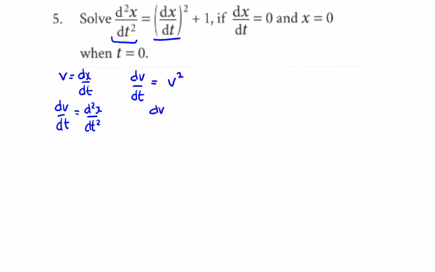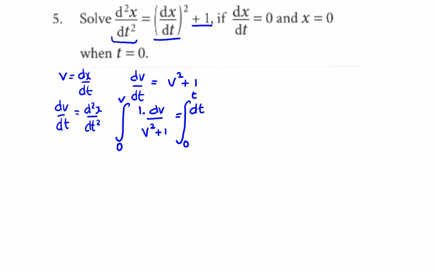Oh, don't forget about the plus 1. So dv over v squared plus 1, this makes a big difference to the question. If the 1 isn't there, we could just integrate v squared, but let's see what v squared plus 1 becomes. This is equal to dt, so I'll put a 1 here, and if we want to integrate 1 over v squared plus 1, it's not the same as 1 over v squared, and we're told dx/dt is equal to 0, so v is 0 when t is 0.